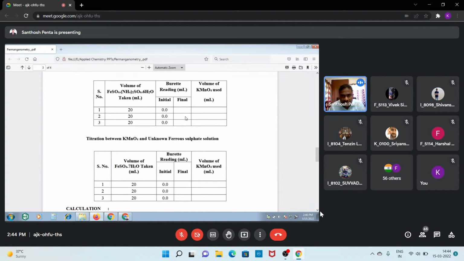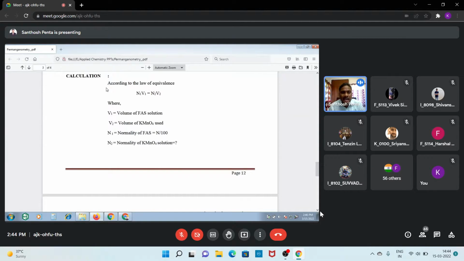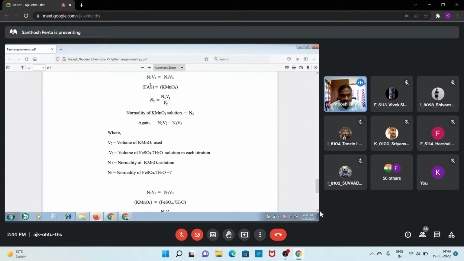After completion of this titration, you go for calculation. As per the law of equivalence, N1V1 is equal to N2V2. N1V1 is for the ferrous ammonium sulfate solution. N2V2 is for the potassium permanganate. We have to calculate the normality of potassium permanganate, so N2 is the question mark. N1, the ferrous ammonium sulfate strength, was given, N/100, 0.01. V1 is the 20 ml of ferrous ammonium sulfate solution we pipetted. V2 is the concordant reading, the volume of potassium permanganate consumed. So here we are required to write that V2. Then calculate the normality of potassium permanganate.